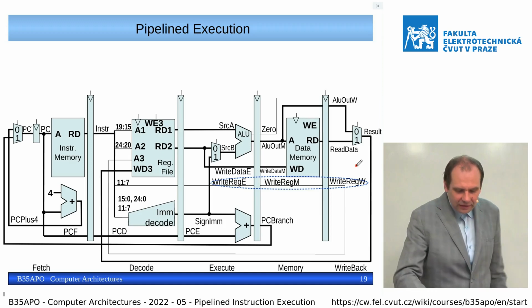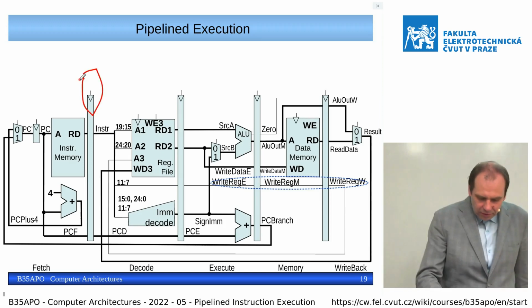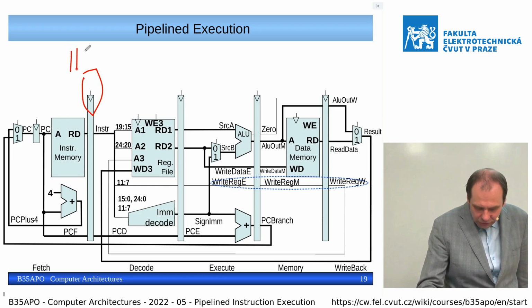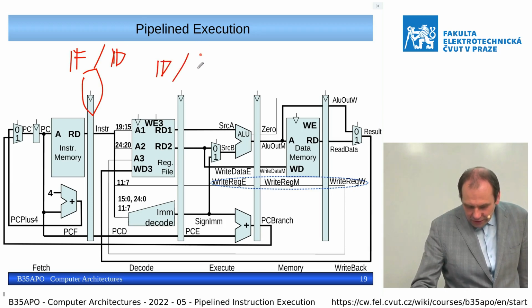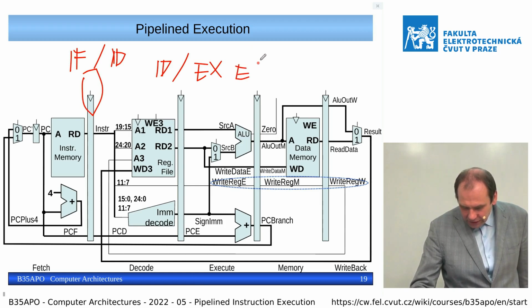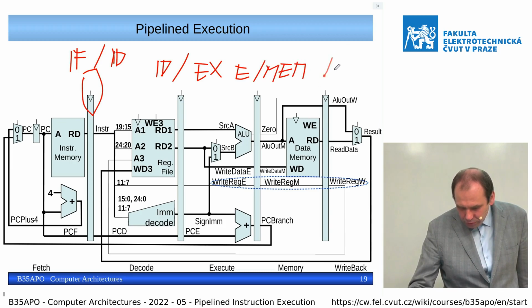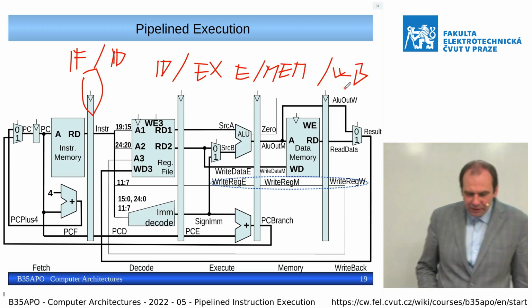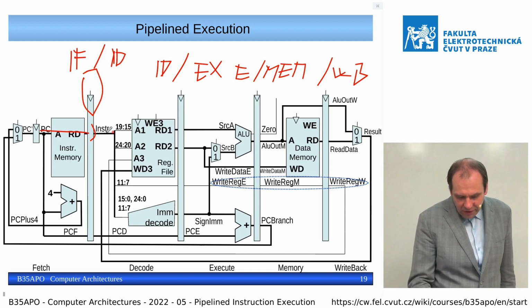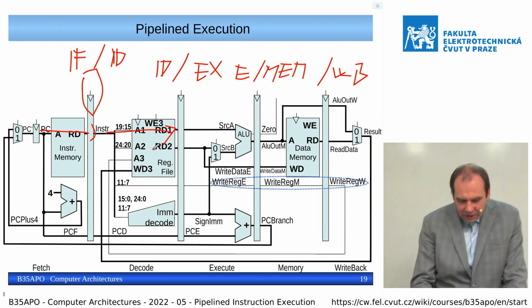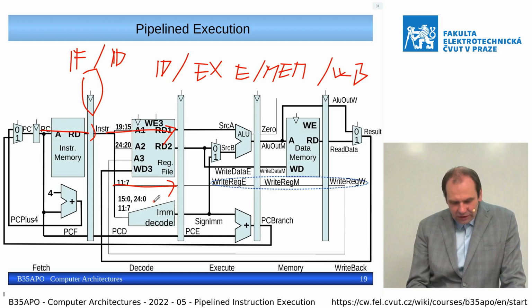So we add there interstage registers. Basically this one is from instruction fetch to instruction decode. This one is from the instruction decode to the execute. And this one is from execute to mem. And this one is from mem to write back. So what happens? In the first clock cycle, we read the instruction. In the second one, we decode it. We find what is the target register, destination register.